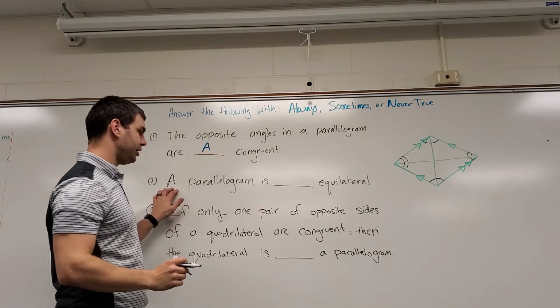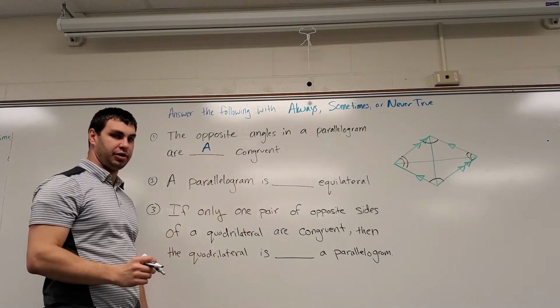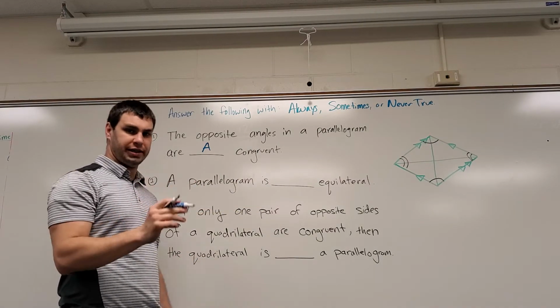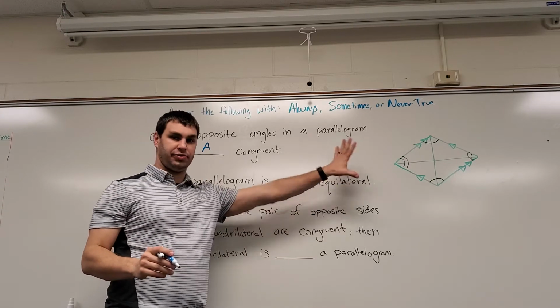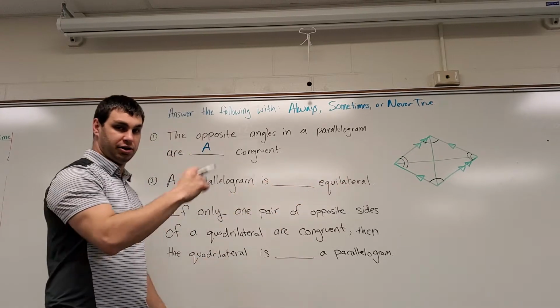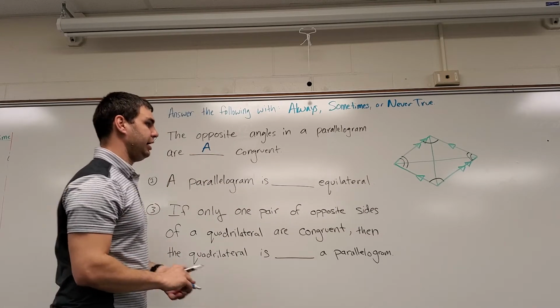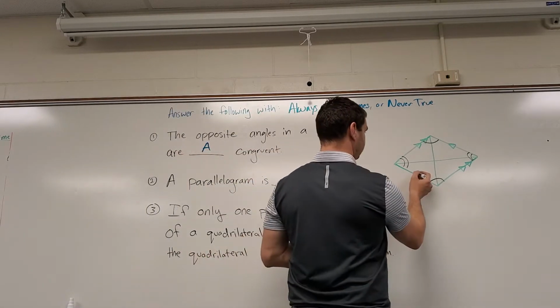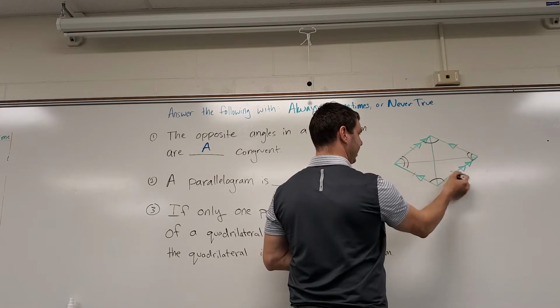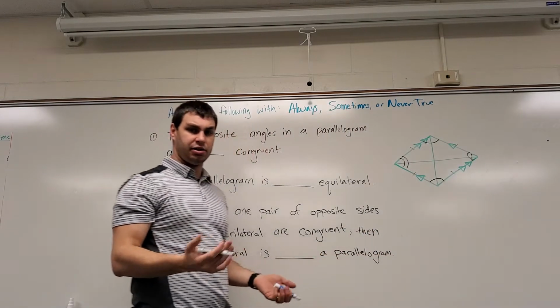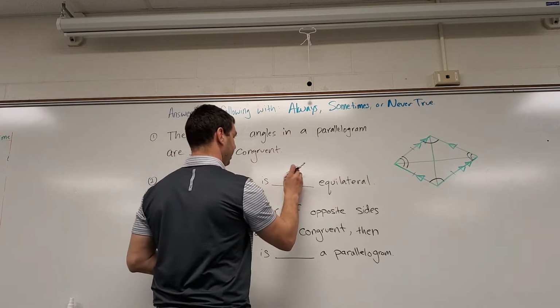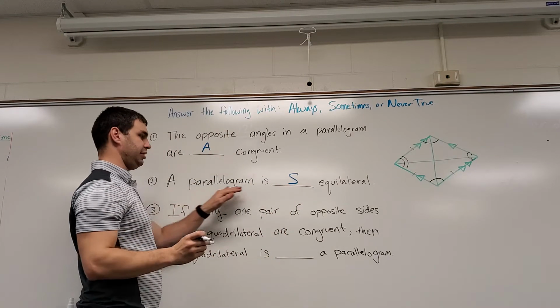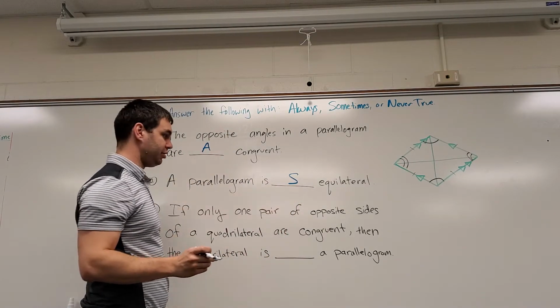Next one says a parallelogram is blank equilateral. Well, remember an equilateral triangle? All the sides were the same. Here, if this is equilateral for this quadrilateral, that means that all those sides could be the same. And could that happen? Could those sides all be the same? Yeah, they could. Do they have to be? No. So this would be sometimes. I'm going to put S. A parallelogram is sometimes equilateral.